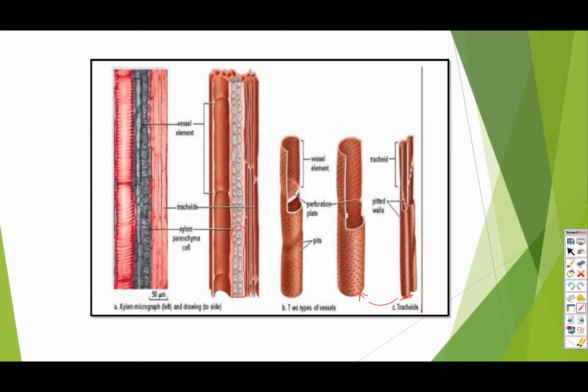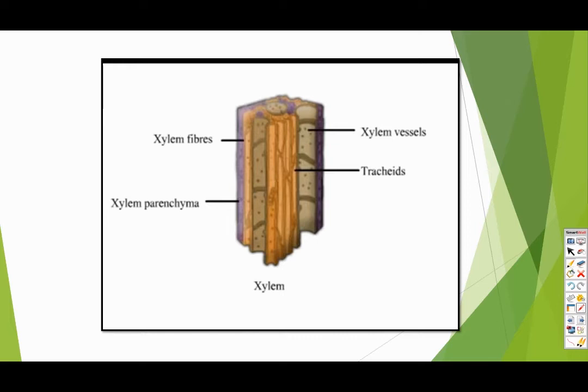This is where your vessels are located and this is where the tracheids are. Usually we will ask you to write a xylem diagram. This part is nothing but your tracheids. Right next to that, what do you have? Xylem vessels. Correct? Right next to that, you have xylem fibers. And the last one is your xylem parenchyma. So, these are the structures which are present.